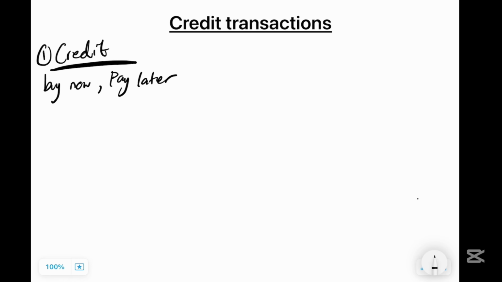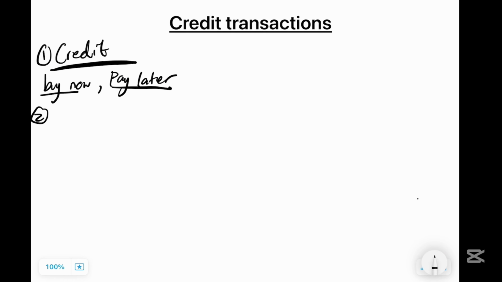For example, let's say you go to a tuck shop and you buy bread, but you tell the seller that you do not have money to pay for the bread right now, and they say to you, okay, it's fine, you can pay me tomorrow. That is credit. They are allowing you to buy now but pay later.